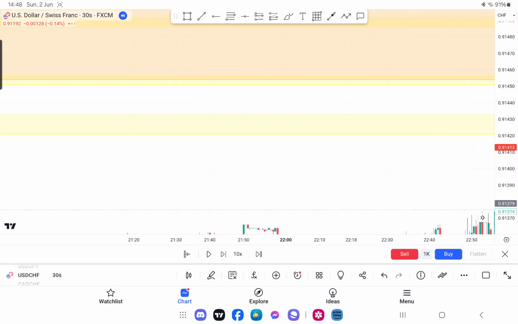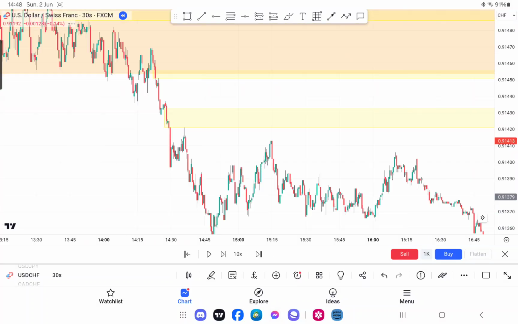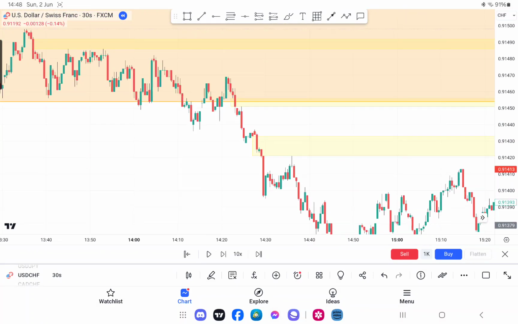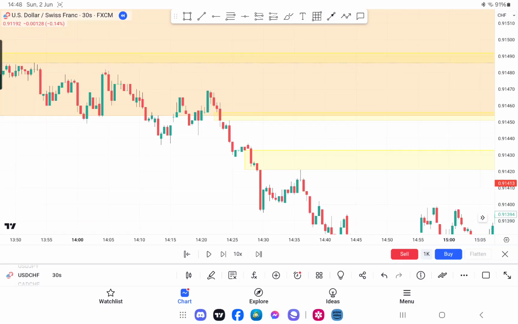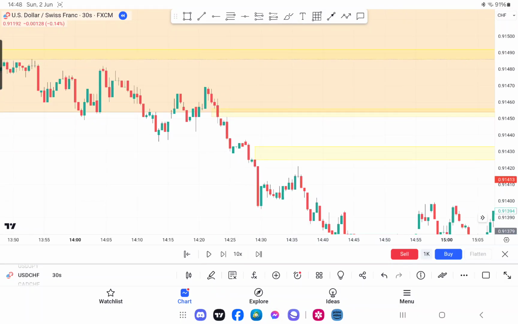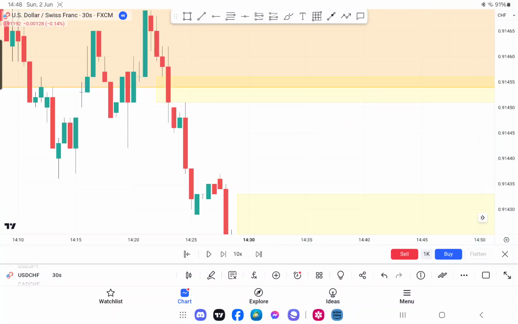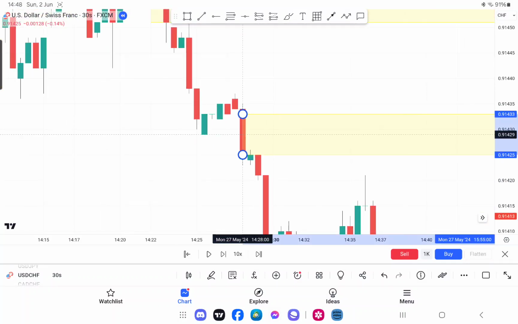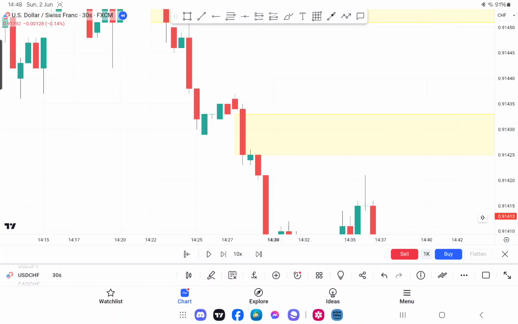Obviously, at this point, we're trying to discredit zones. To be honest, narrow them, make them tighter if we can. Right. Yeah, that one there.